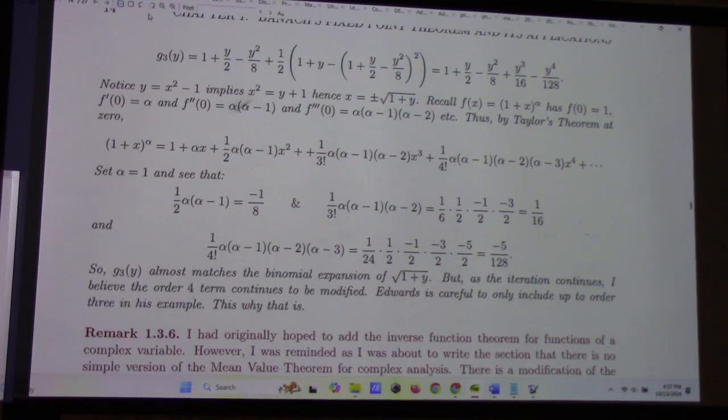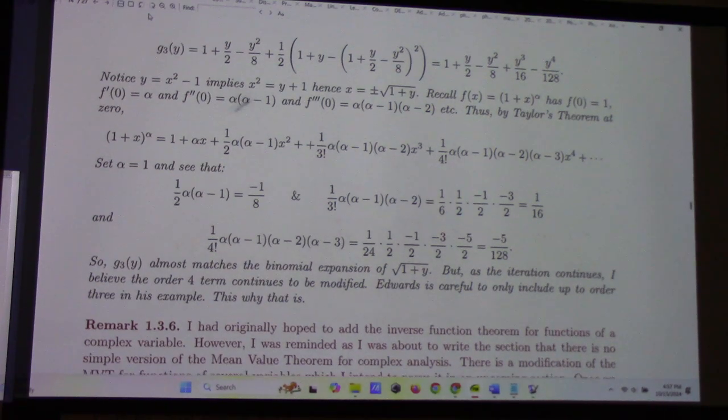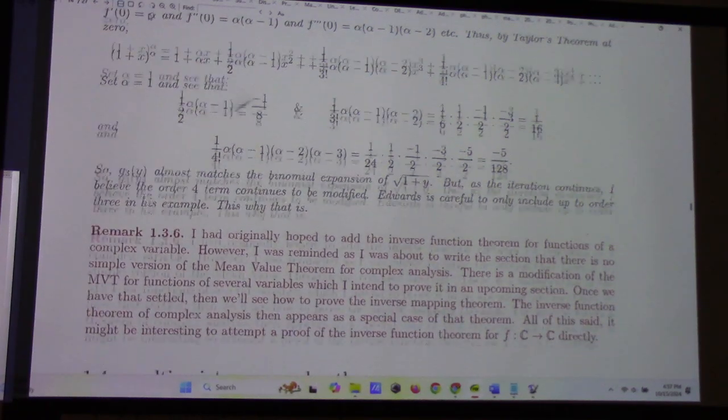And anyway, Edwards is careful not to include the order 4 term. It's like, wait a minute, why do you leave off the order 4 term? Well, it's because it's not the binomial series after that point. Anyway, my point to you is just that it's ugly. Very, very ugly.